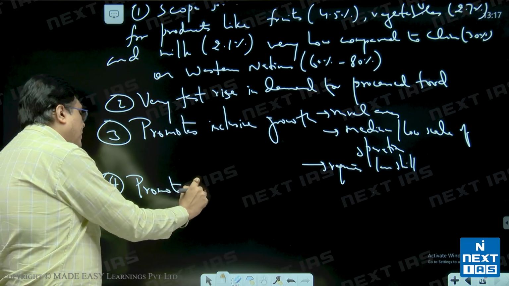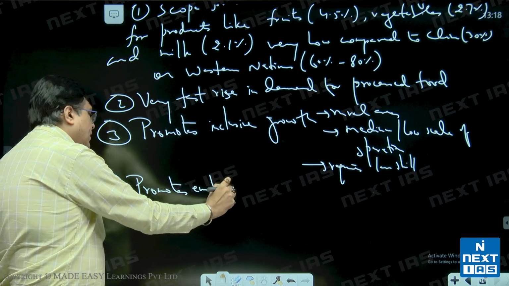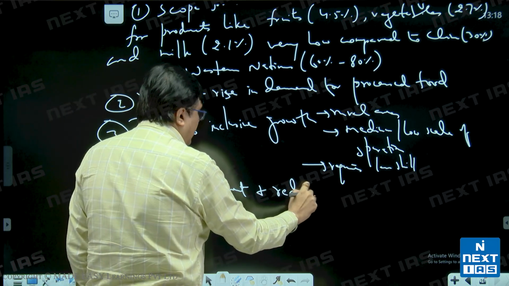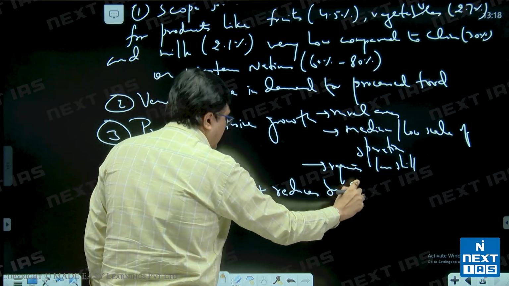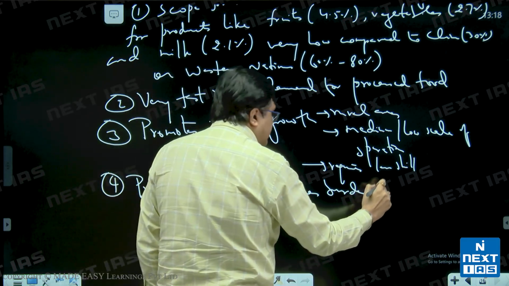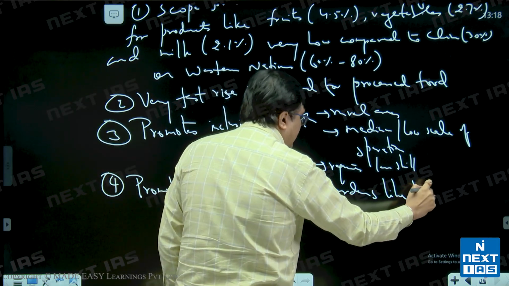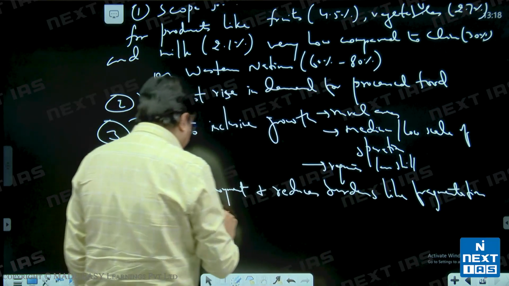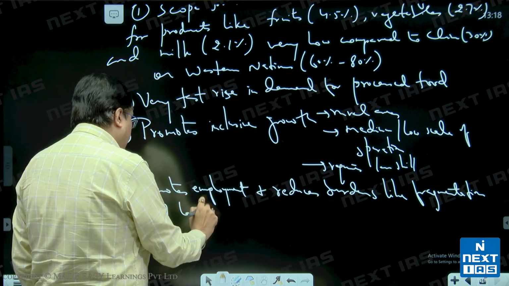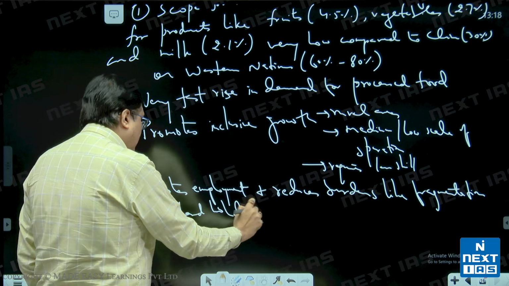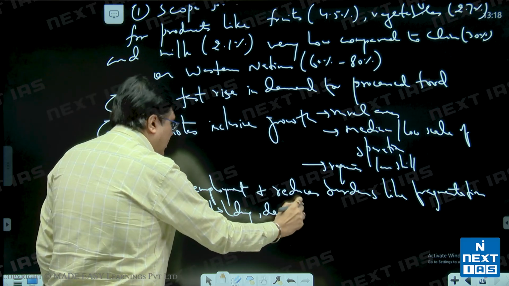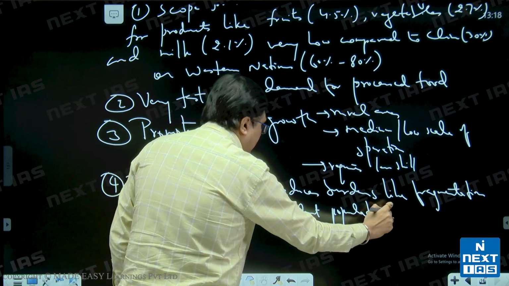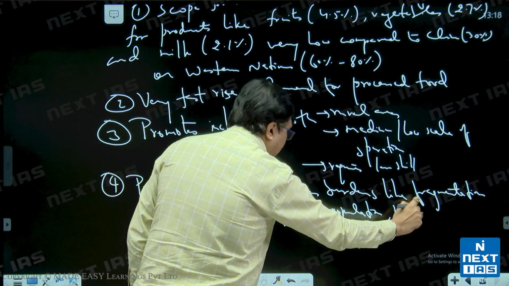Then another is that it promotes employment, and reduces burdens like fragmentation of land holding, dependent population, poverty.